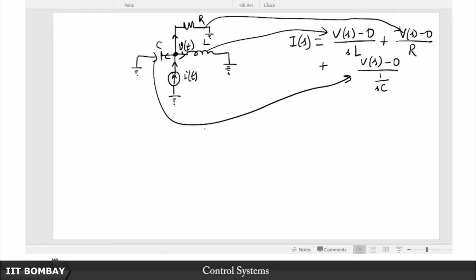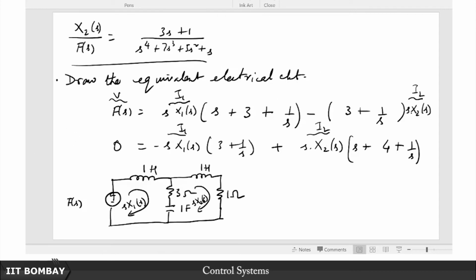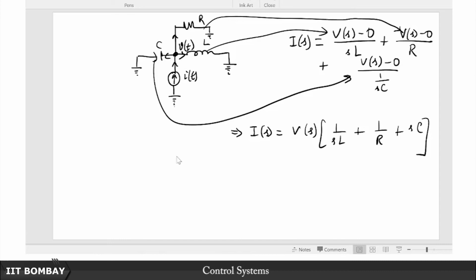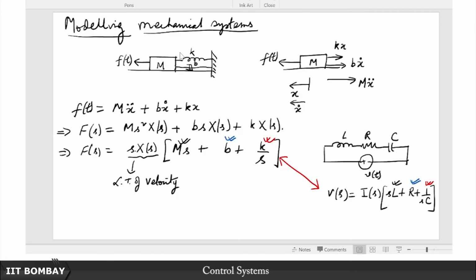So, now if I write this down in a simplified fashion, what I have is, when your driving force IS is a current, you can write this equation as 1 by SL plus 1 by R plus SC. But this, it turns out, is also similar to the equation that we had written a while ago for this mechanical system, is it not? You see, where is it? Yes, here this is, right.